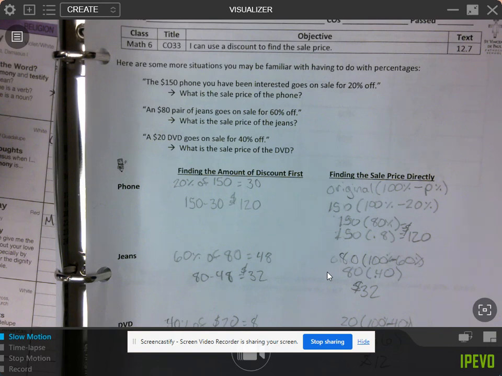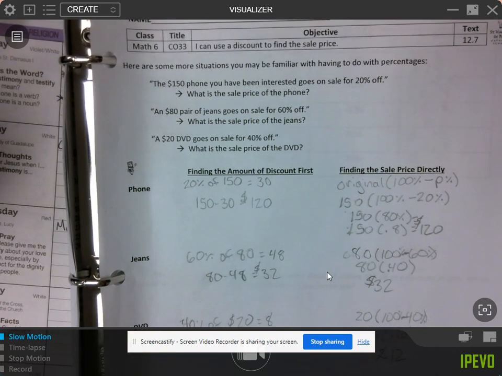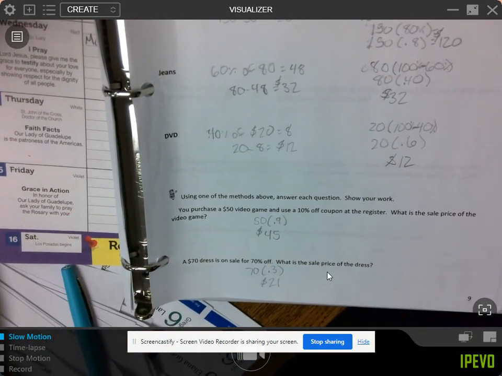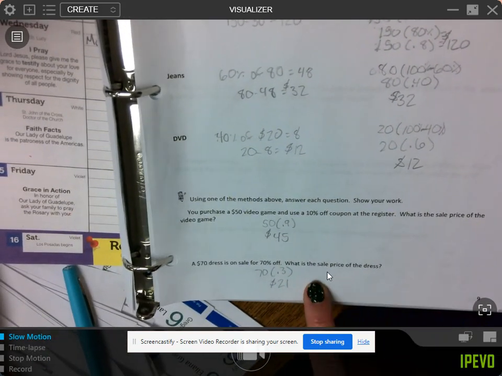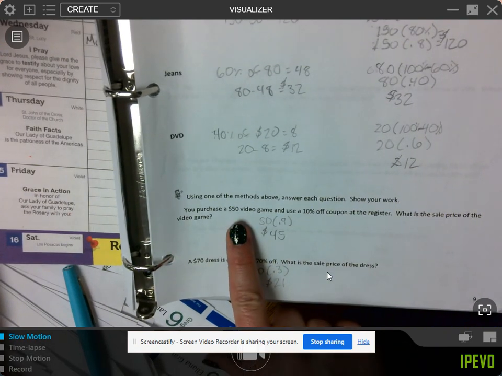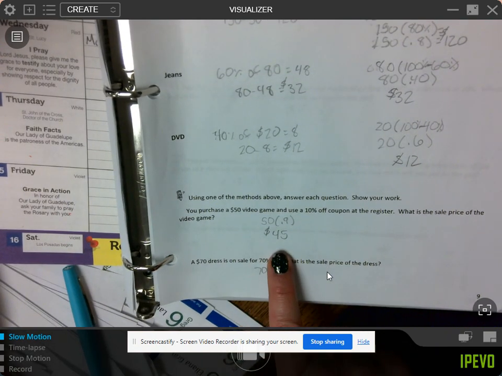Good morning. Today we are correcting CO33. I can use a discount to find the sale price. So I think, did we do the whole first page together? No, we didn't do the bottom. Okay, so the sale price of the $50 video game was $45.